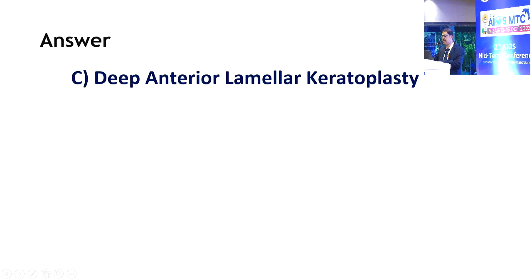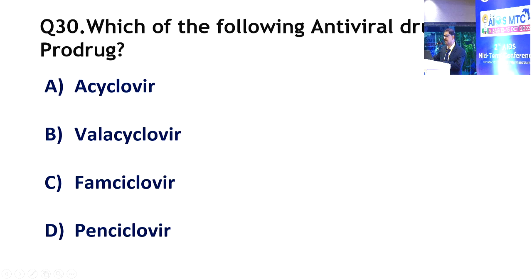Answer is option C, deep anterior lamellar keratoplasty. Because the endothelium is defective here, you need to do either a penetrating keratoplasty or a Boston K Pro, or if you have more chances of failure, then you have to go for an optical iridectomy.